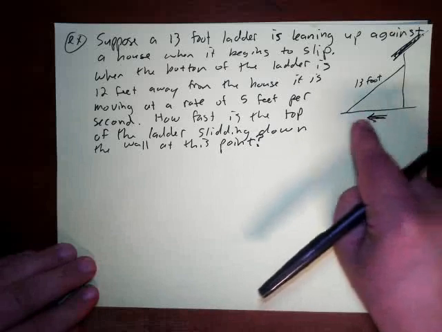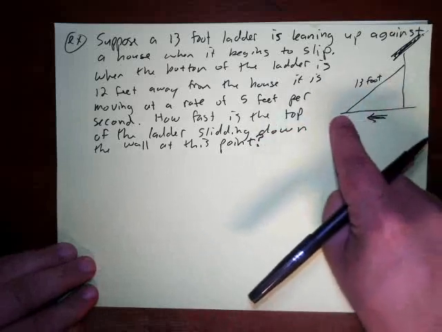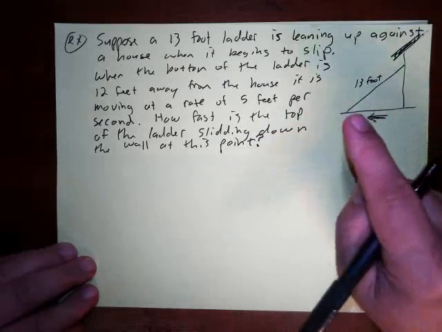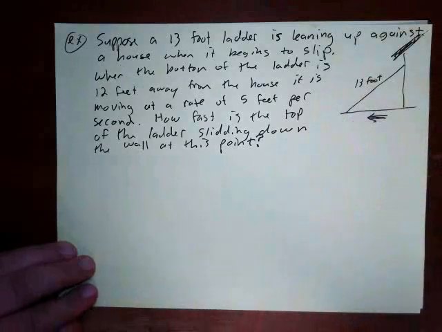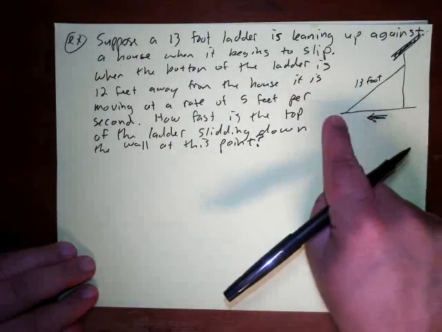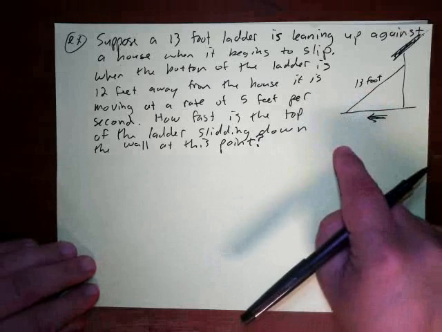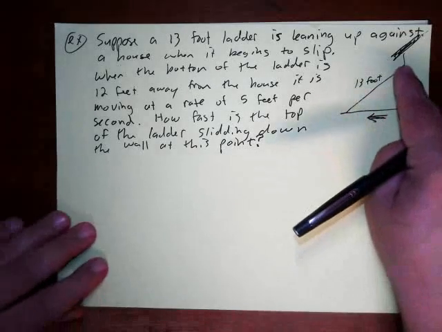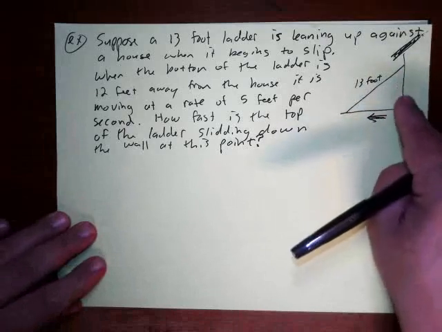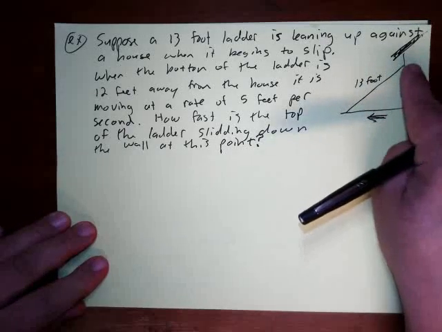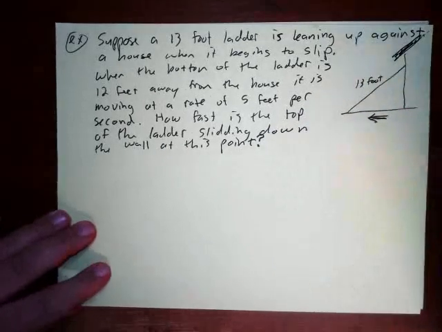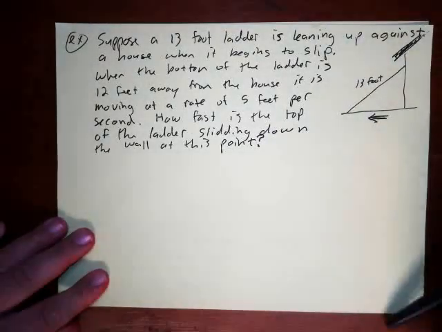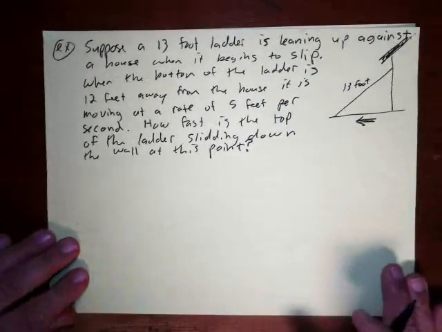And we're told here that when the bottom of the ladder is 12 feet away from the house, the rate at which it's sliding away from the house is 5 feet per second. And so it's wanting to know at that point how fast is the top of the ladder sliding down the house. Okay, so what we're going to do, let's get some variables here.